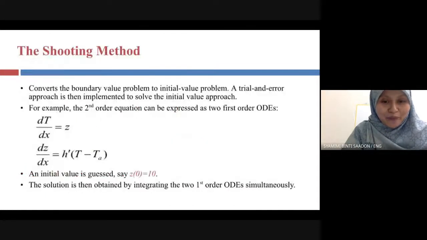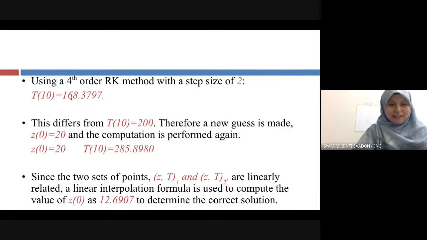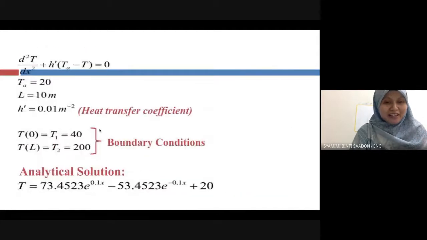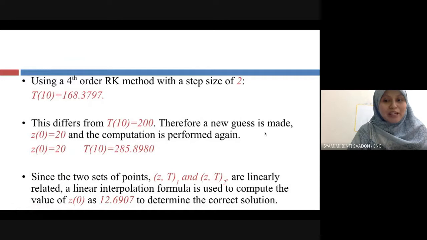Okay, so when we apply the Runge-Kutta method, we calculate T10 at the final point, 168. However, if we look back at the initial problem, the boundary condition TL, at the 10 meter point, is actually 200 degrees. So therefore a new guess is made. We have to shoot again, we have to try again, because the solution differs quite a lot, depending on the percentage of error that we set.